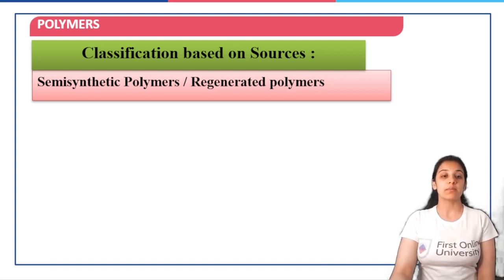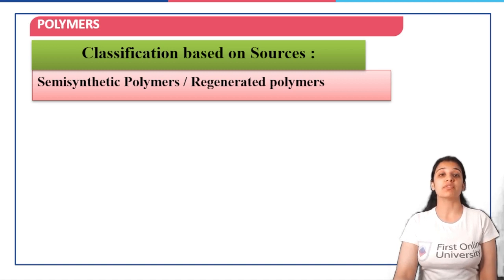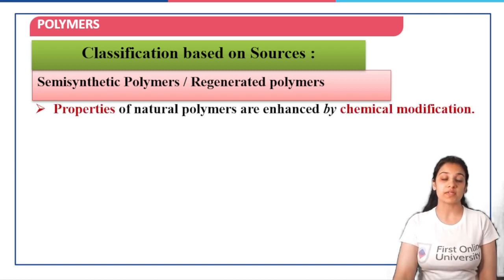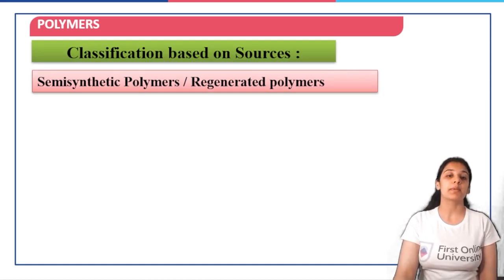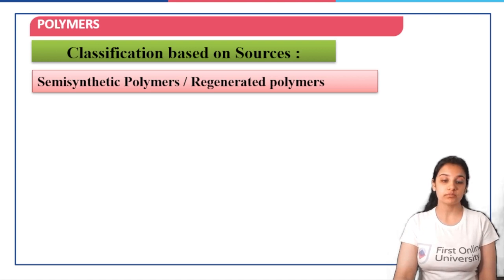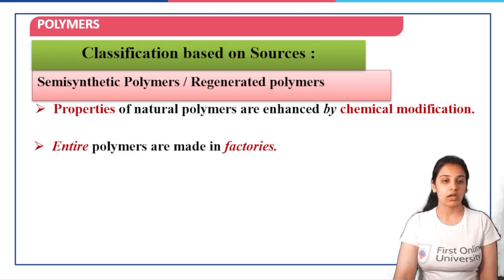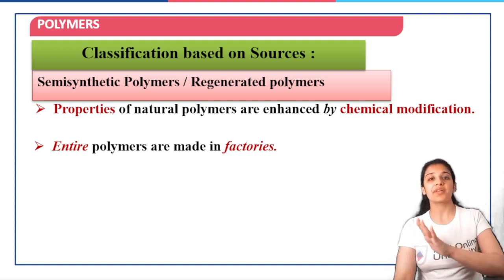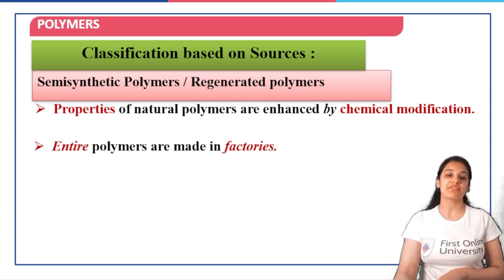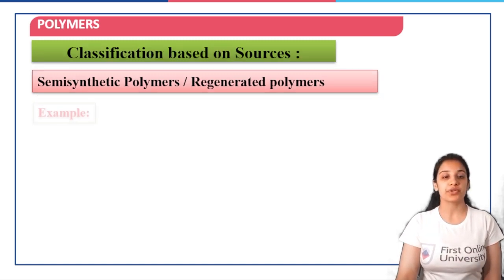Okay. So semi-synthetic polymers are also known as regenerated polymers. So properties of natural polymers are enhanced by chemical modification. Entire polymers are not made in factories actually. Natural polymers, okay, so do not go by this statement. Natural polymers are modified. So this modification is carried out in factories. Entire polymers are not produced in factories.